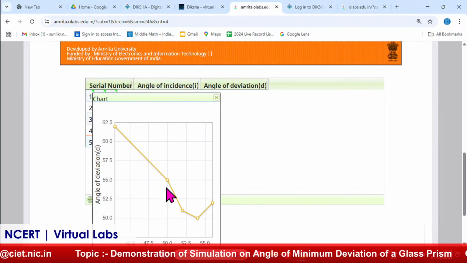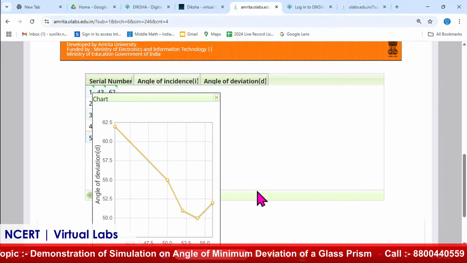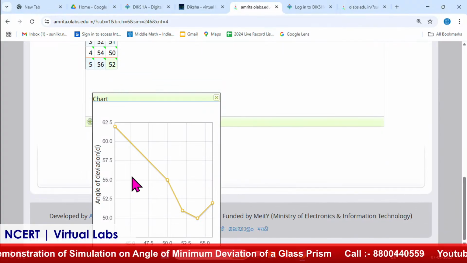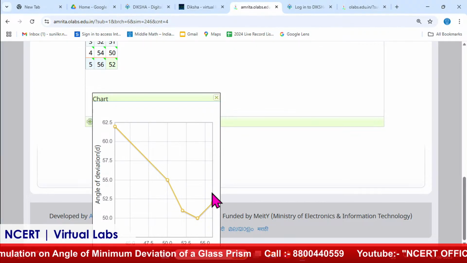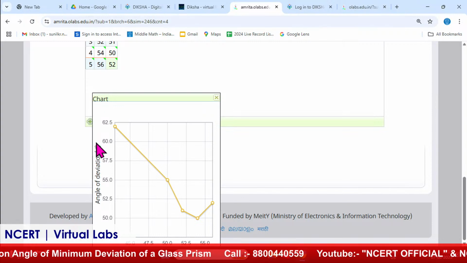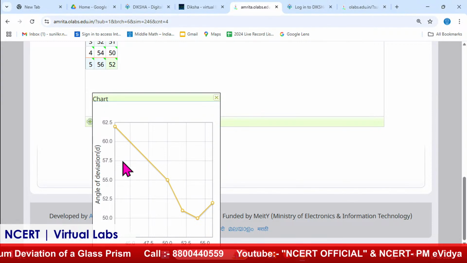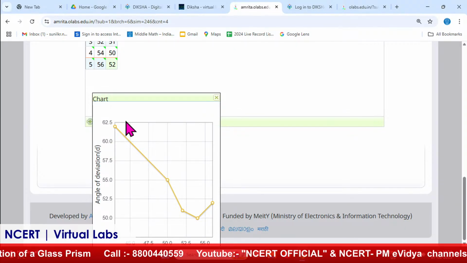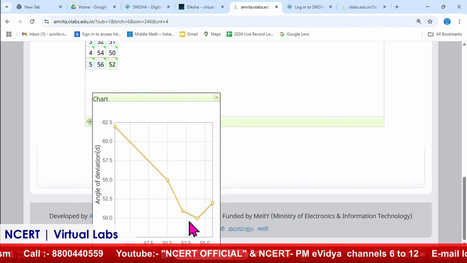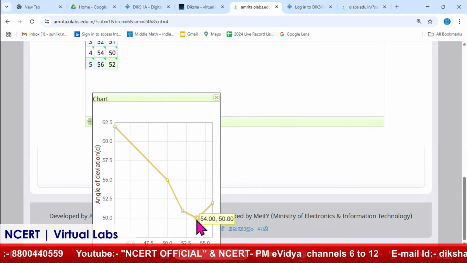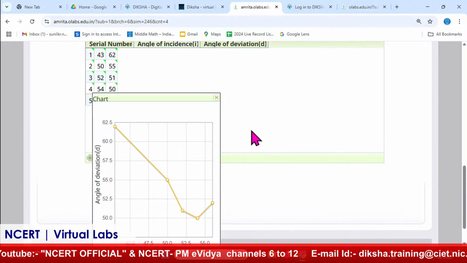So, it comes out to be a little bit like this. Maybe this second reading, 55, is a little bit wrong over here. We can do that reading again, because it makes a simple U kind of structure. When we draw a freehand drawing, normally in the labs we do a freehand plotting between these points. These points are also okay, but we have to draw simply like this, and this point, this 50, is the minimum deviation for this prism. Here we will find this dip, and this point is the minimum deviation for that particular prism.